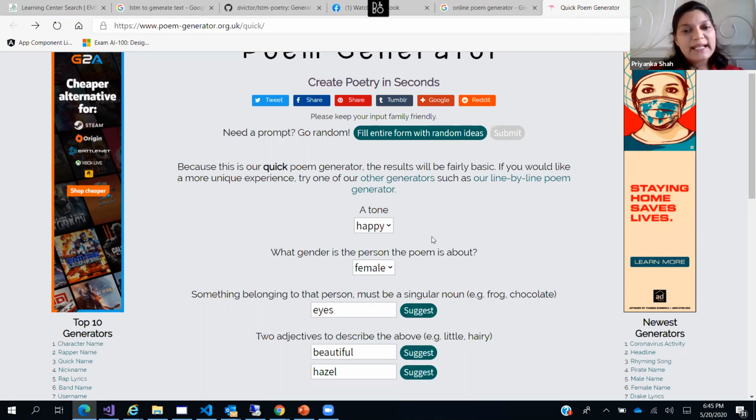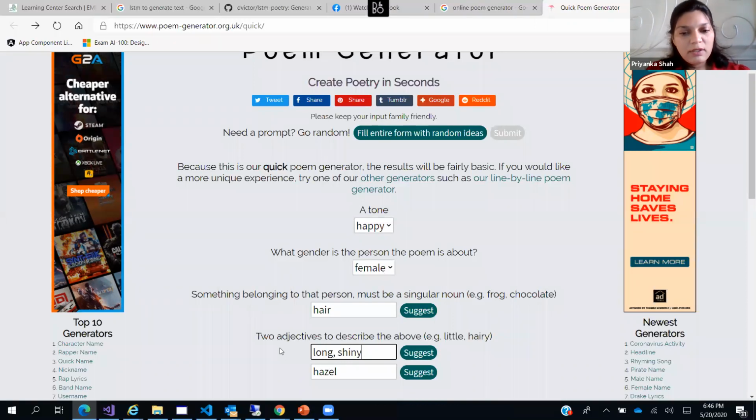So this is a poem generator which has ingested poems from a lot of best-selling, famous poets. Let's select a tone for our poem: happy, sad, or angry. Maybe let us say sad. No, let's keep it happy. The person the poem is about is, let's say, female. Then I can input something belonging to that person, so maybe I'll put hair.